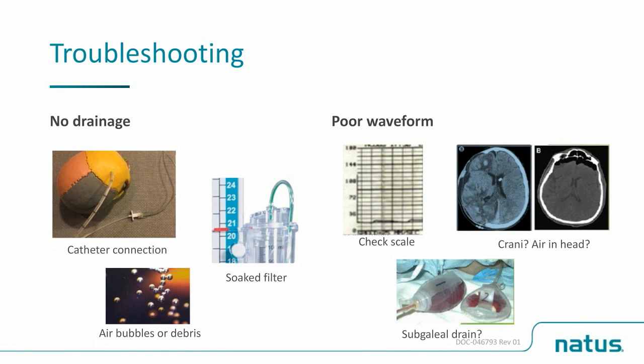Has the closed system been opened? A craniotomy or craniectomy opens the closed space and dampens the waveform. Is there a subgaleal drain near the catheter? The draining fluid will alter the drainage pressure of CSF.